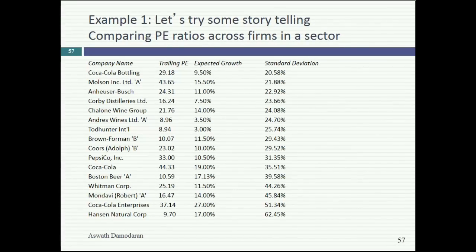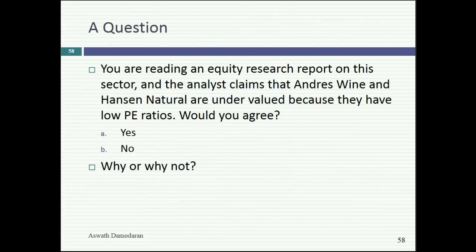But what's the next question you need to ask? How risky is it? In the last column, I give you the risk. And if you look at the risk, you'll see that even though Hanson looks cheap on a price earnings and growth basis, it's also the riskiest stock in the sector. So in this case, it looks like Hanson Natural and André Wine look cheap because they traded at low P/Es. But when you dig a little deeper, with André Wine, the culprit is low growth. With Hanson, the culprit is high risk.